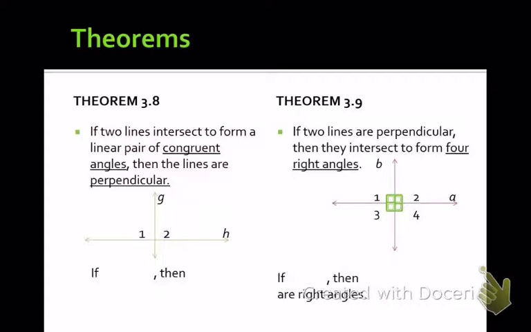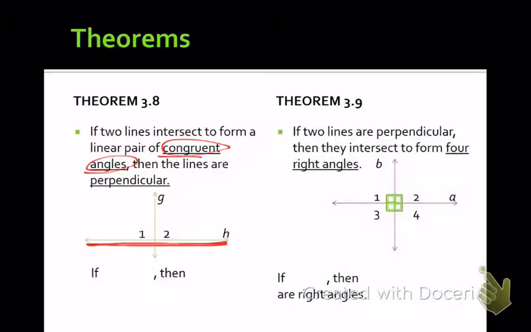Two lines intersect, right? So G and H are intersecting, and they're forming a linear pair. Remember, a linear pair adds to 180, right? They form a straight line, they add to 180, and if they are congruent angles, that means 1 and 2 would both have to be 90 degrees. If that's the case, then the lines are, of course, perpendicular, because the definition of perpendicular lines says that they intersect to form a right angle.